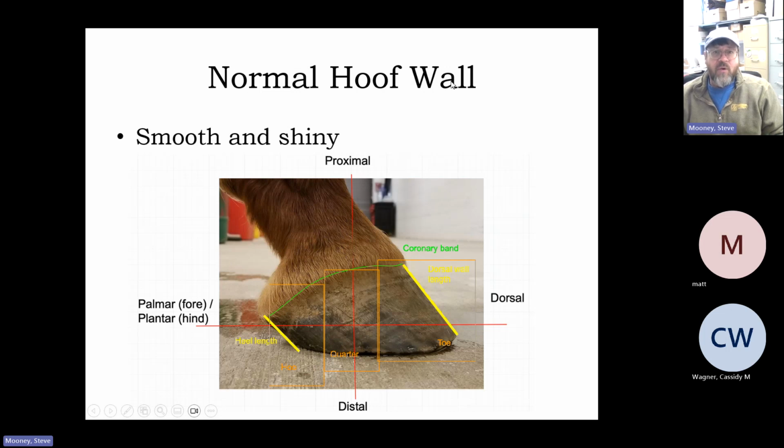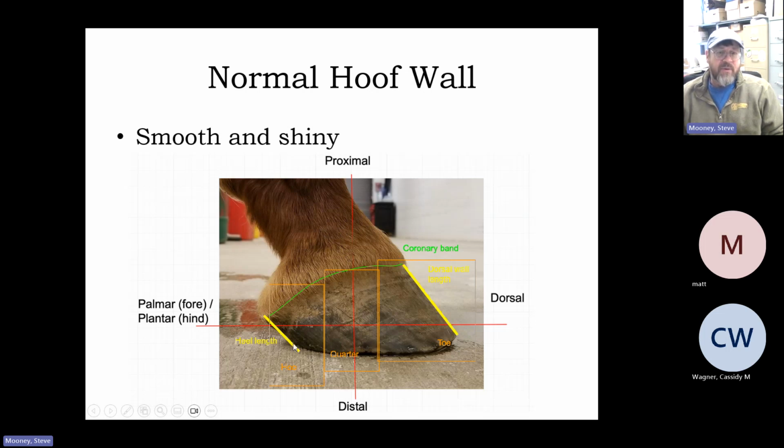So we want that normal hoof wall to be smooth and shiny. It's going to be generated from the coronary band right through here, this green line, and it's going to be secreted or constructed about a quarter inch a month. So hopefully every 4 months, we're going to do an inch or so of hoof. That's when we come in, at least that's what I'm hearing, and reshoe that animal. So this length here, we divide it by inches. That's going to be 4 months for every inch.